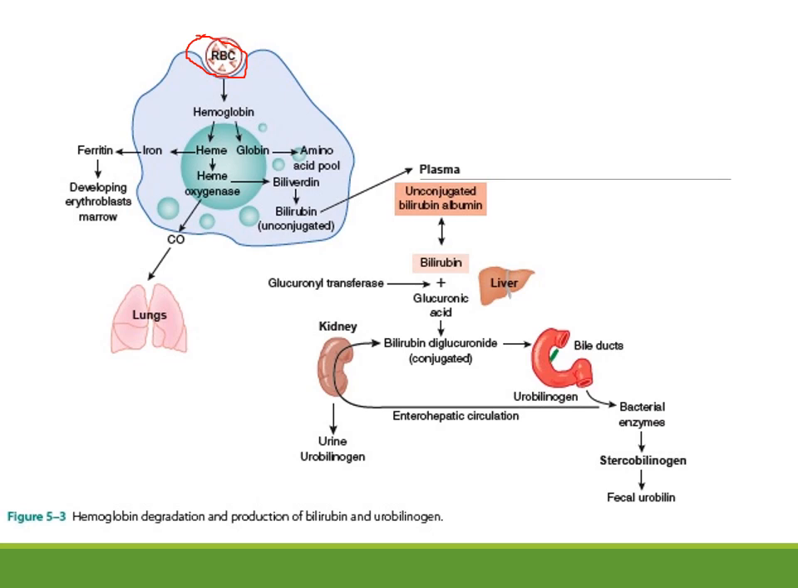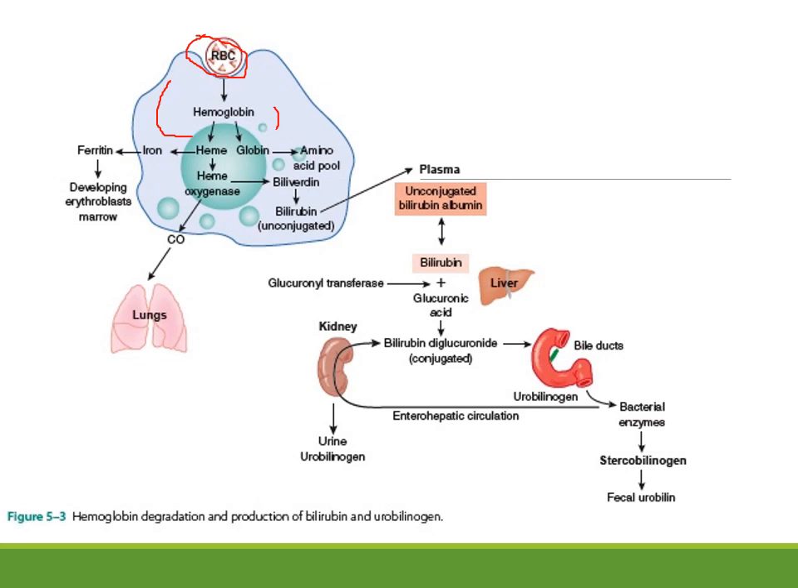Now, after 120 days, this will become old red blood cells. And these old red blood cells will go to the reticuloendothelial system. In the reticuloendothelial system, we have phagocytic cells. This phagocytic cell will eat or engulf the red blood cell. Once the red blood cell is eaten by the phagocytic cell, it will undergo degradation or lysis.